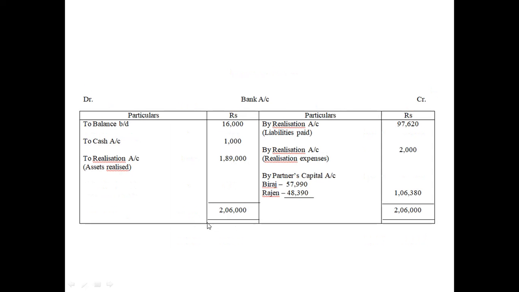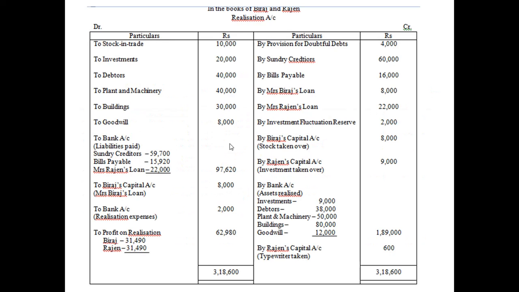Now, after that, we prepare bank account. So when we prepare the bank account, we extract the balance of this bank balance from the asset column of your balance sheet. And we have cash account also, which is 1,000. So we will include here in the bank account. We include cash in our bank account. So let us go to realization account.